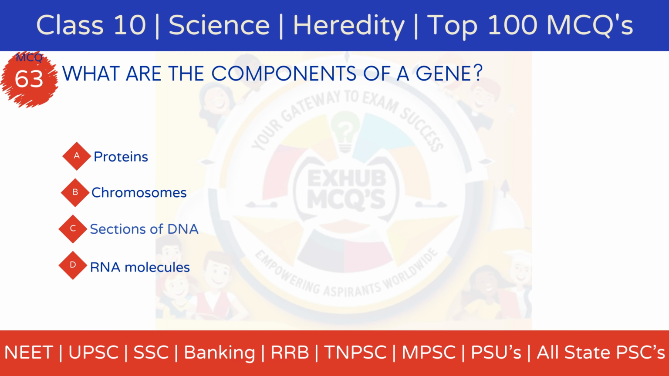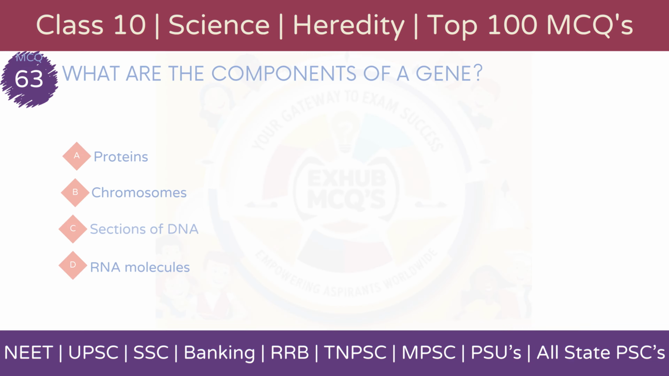MCQ 63. What are the components of a gene? Option A, proteins. Option B, chromosomes. Option C, sections of DNA. Option D, RNA molecules.